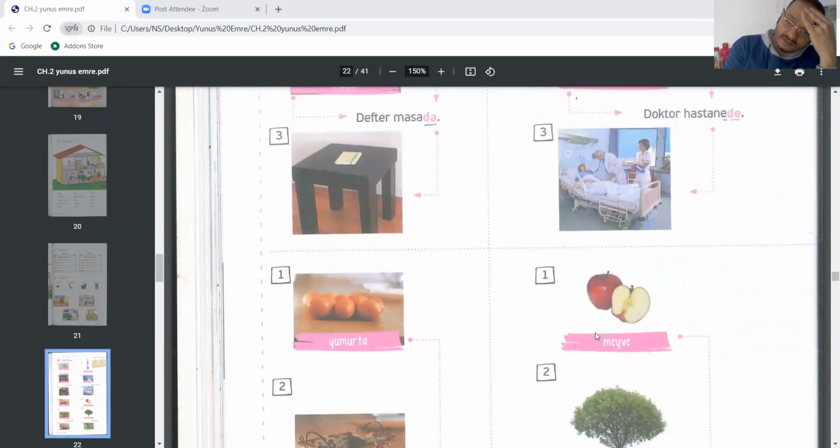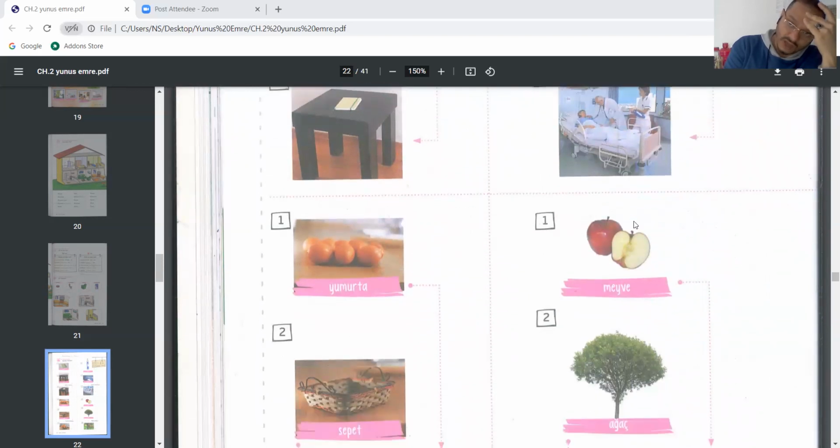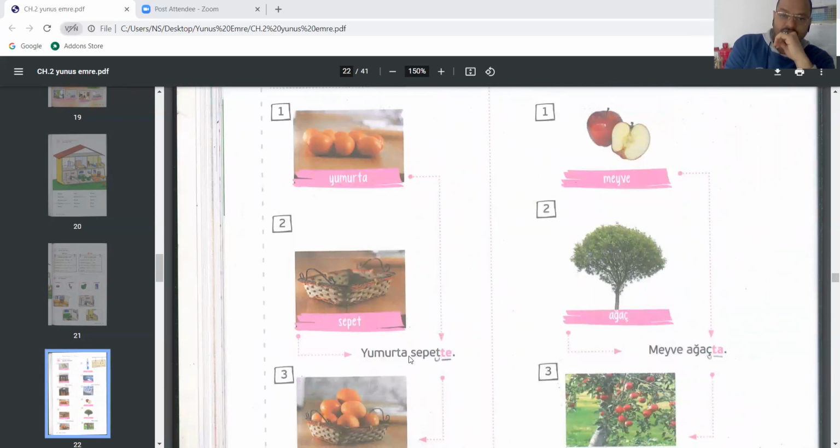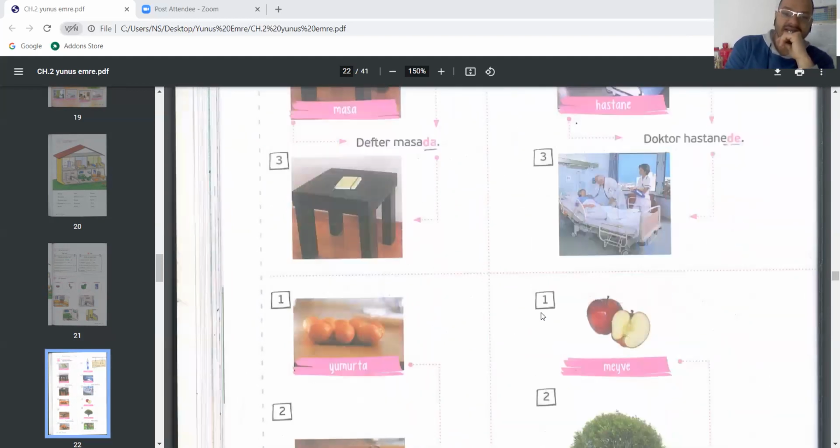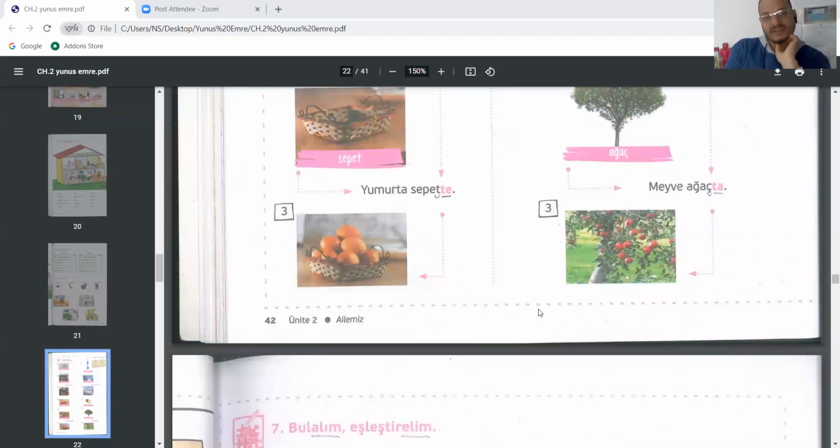Yumurta, eggs. Meyve, fruits, not apple, just apple, no, it's fruits. Sepet, yumurta sepette. Why do I say "te" instead of "de"? Because here "te" belongs to this group, fıstık çişip. Because that directly I put "te" instead of "de". Meyve ağaçta. Meyve ağaçta, not ağaçda, because "ça" belongs to the fıstık çişip group.